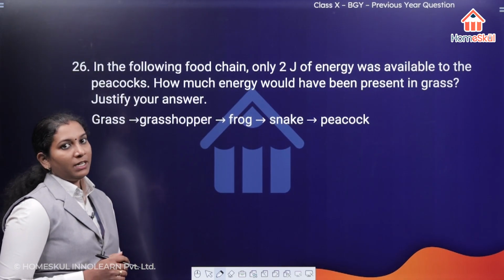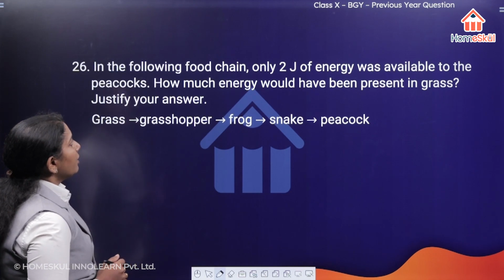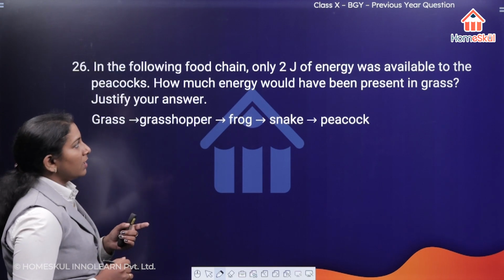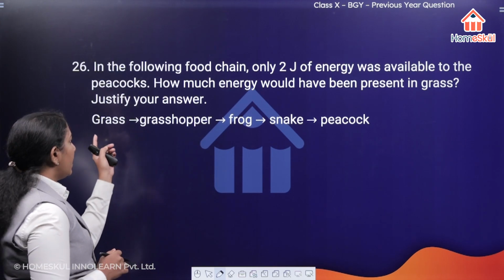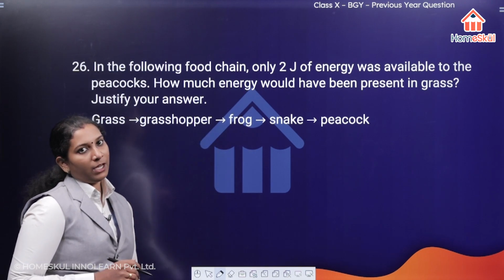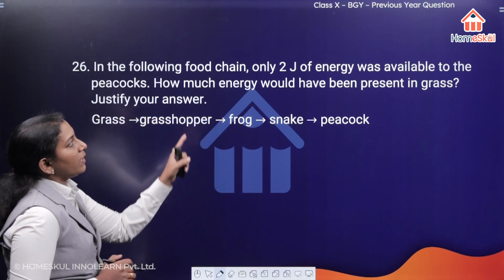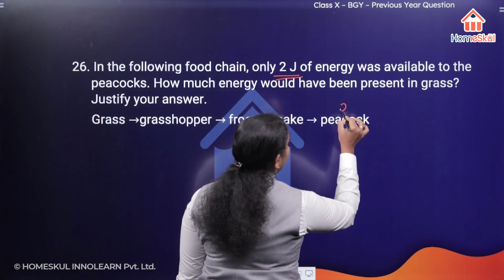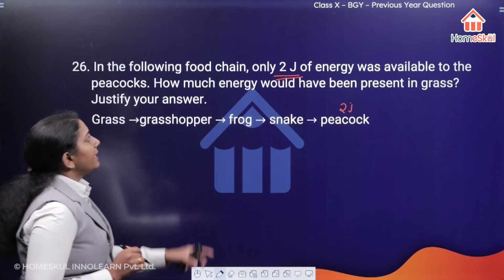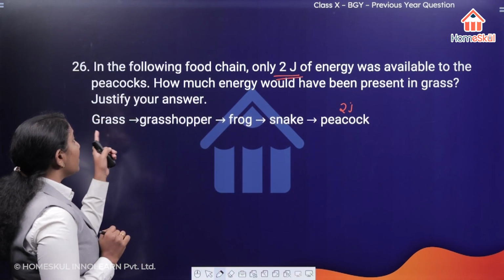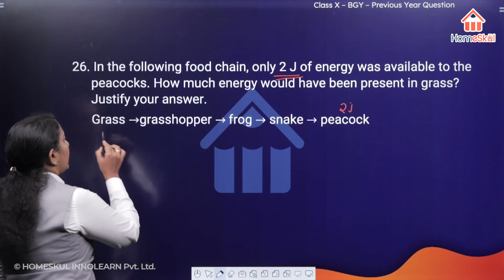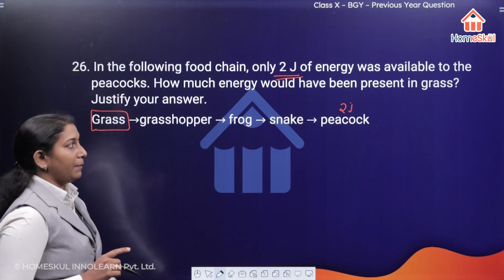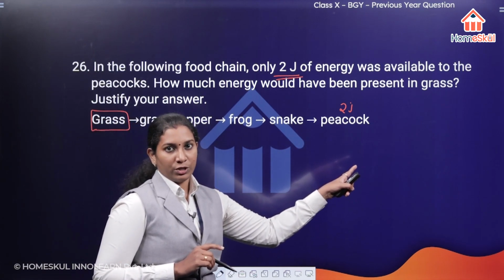Then, question number 26. In the following food chain, only 2 joules of energy was available to the peacock. Here you can see a simple food chain: grass, grasshopper, frog, snake and peacock. In this food chain only 2 joules of energy was available to the peacock. Then how much energy would have been present in grass? Justify your answer. Grass is the first trophic level, and peacock is the last trophic level of this food chain.